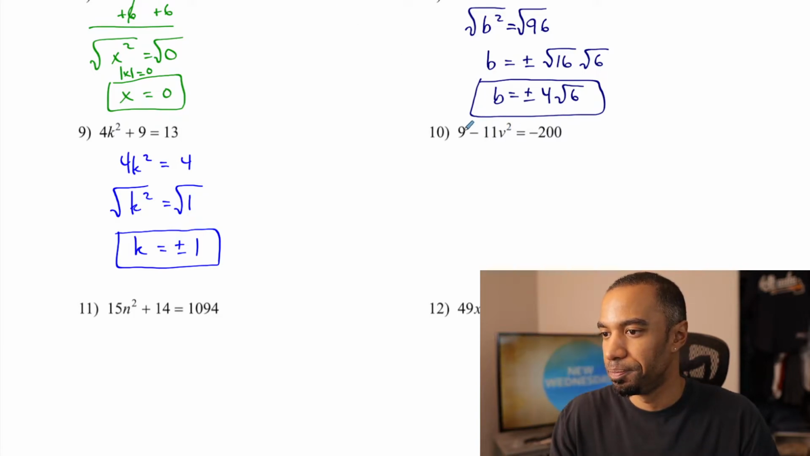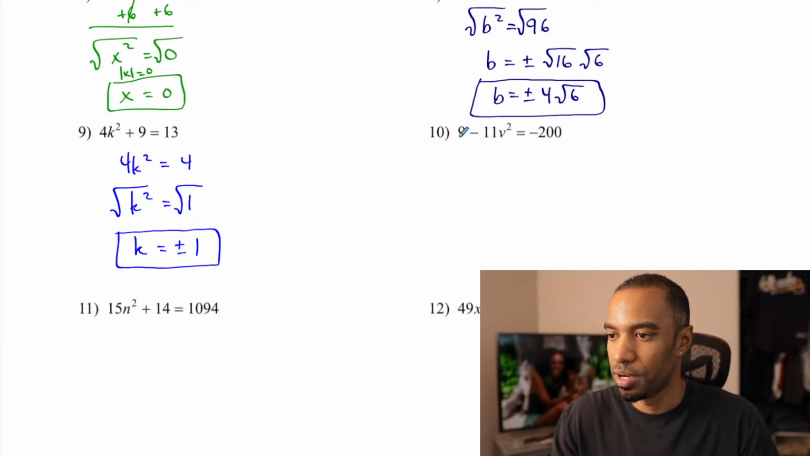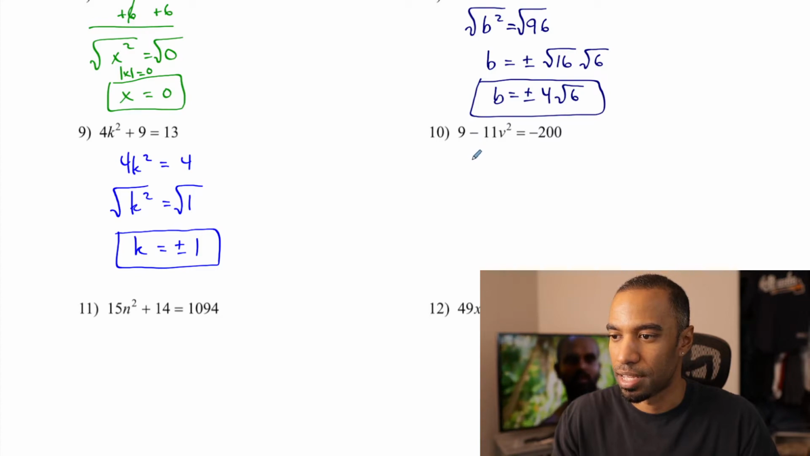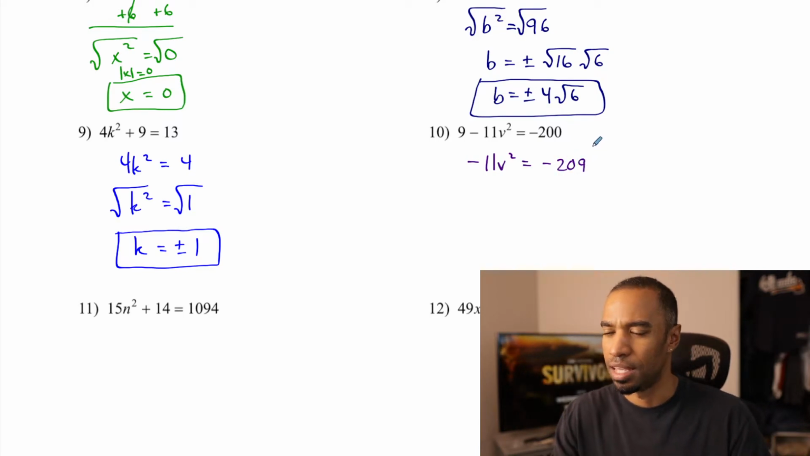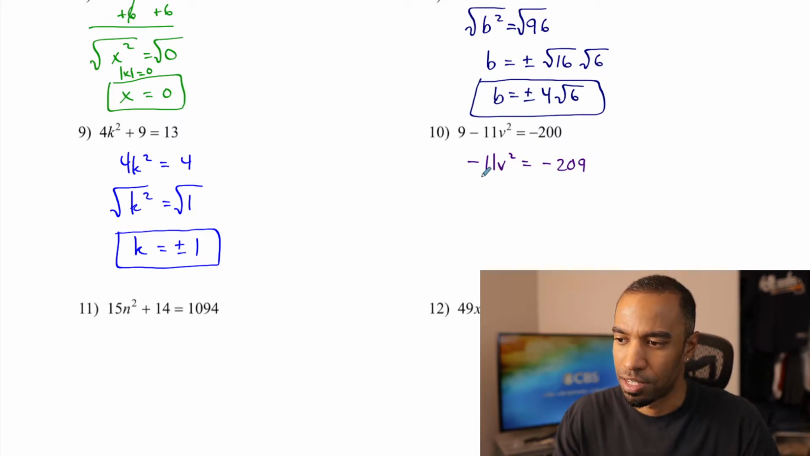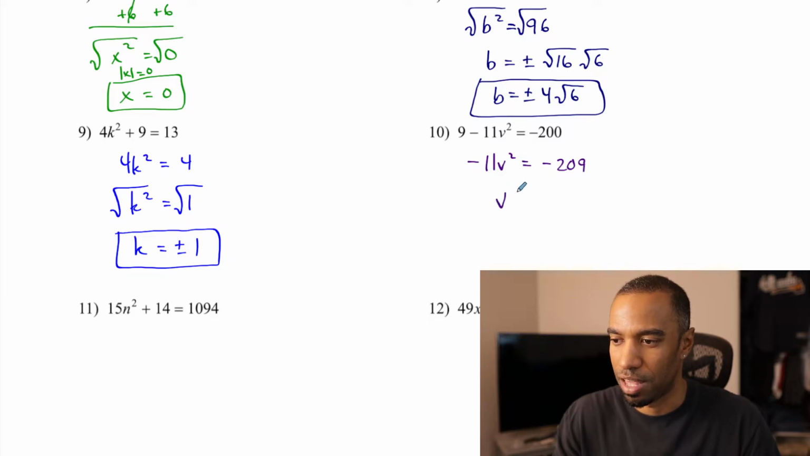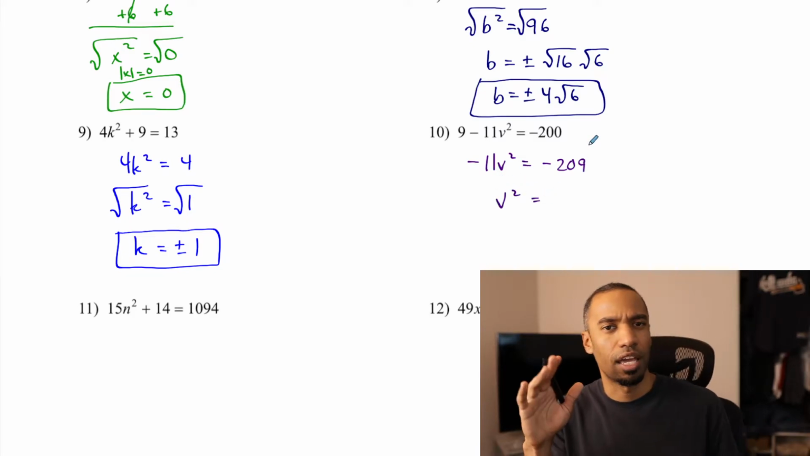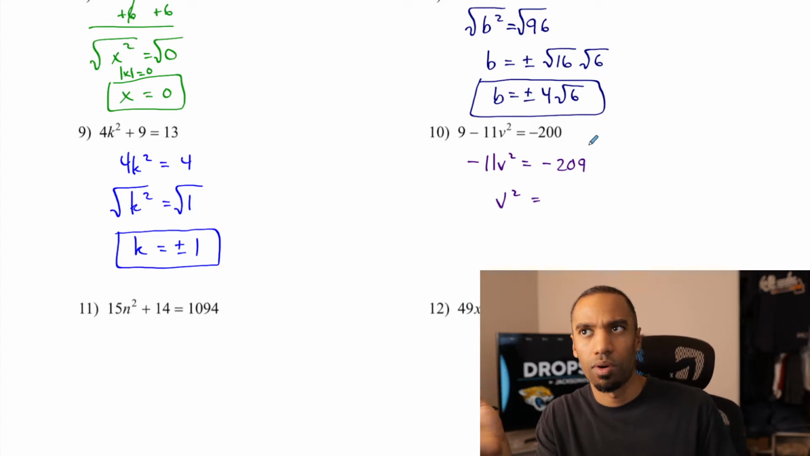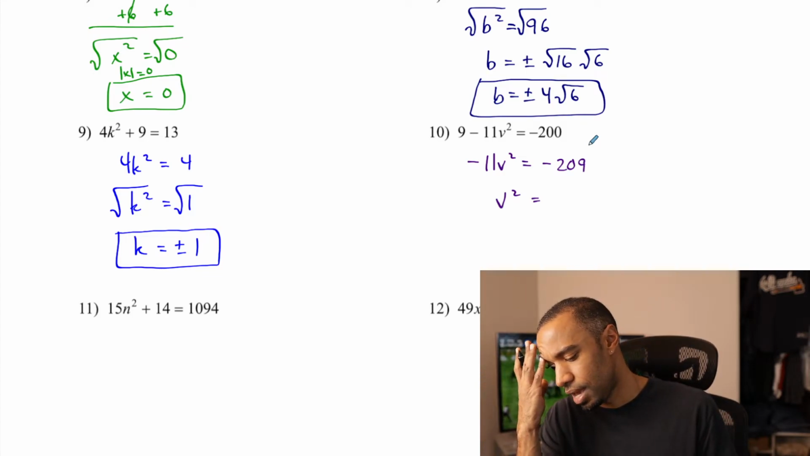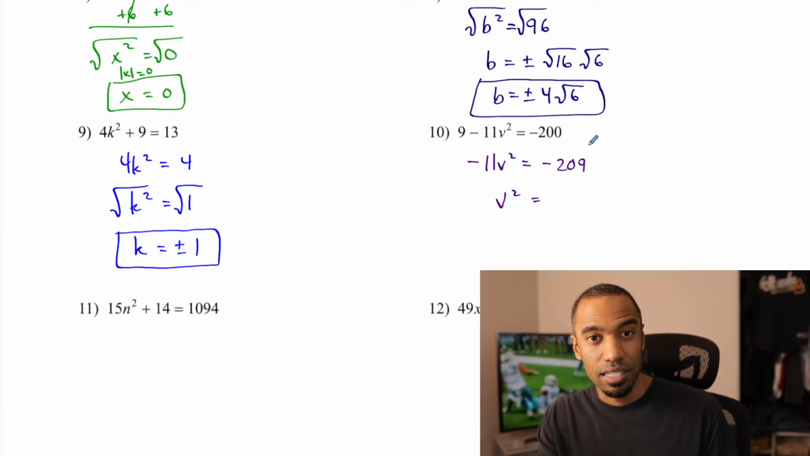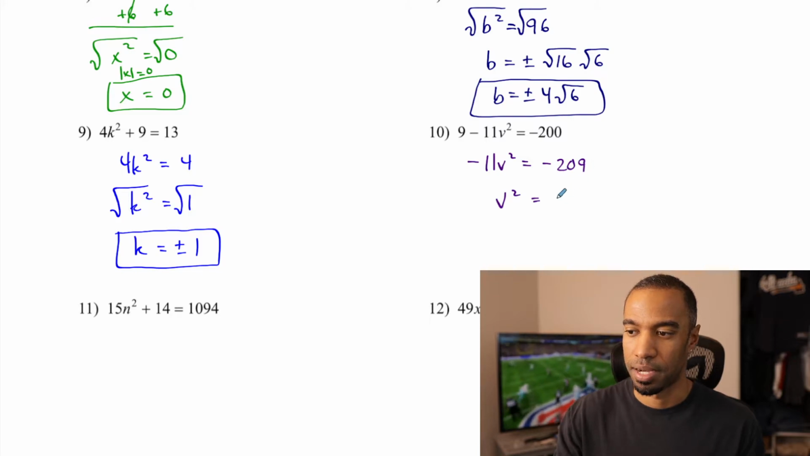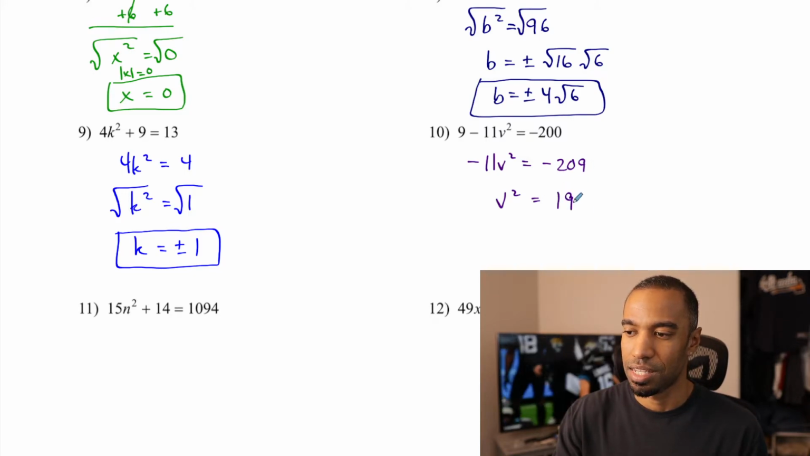All right, number 10. 9 minus 11v squared equals negative 200. I'm going to first subtract 9 from both sides here, and you will still have a negative 11v squared here. And then you'll have negative 209. Even I don't know what 209 divided by 11 is, or negative 209 divided by negative 11. But I am going to divide by negative 11. And mentally here, we got that 121 plus 88. So 11, 19. I should have assumed that with the 9. So v squared is 19 here.